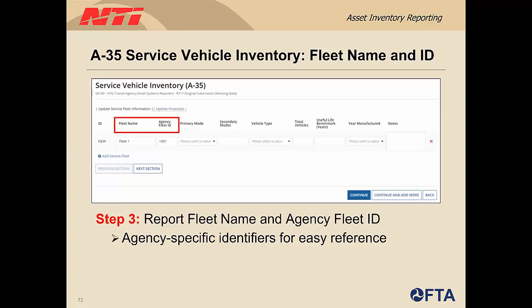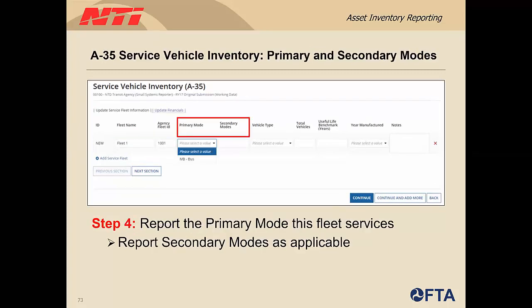The first fields you will complete are the fleet name, which will be what your agency calls the fleet, and then the optional field of agency fleet ID. It may be helpful to add an agency fleet ID if you have one, so that way you can distinguish between the fleets that you are reporting. Next will be the primary and secondary mode. So again, the primary mode should represent the mode that the service vehicles primarily support. Any other modes that the fleets also support can be added as secondary modes. These options will populate based on your agency's active modes.